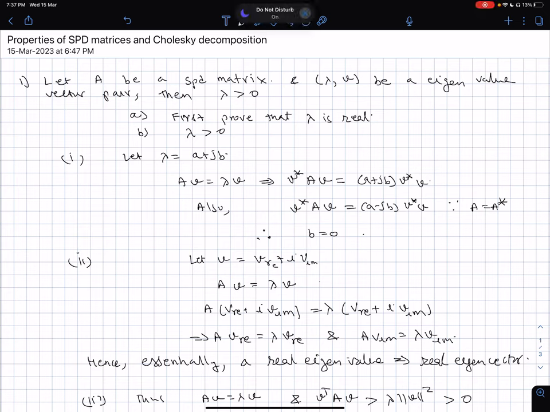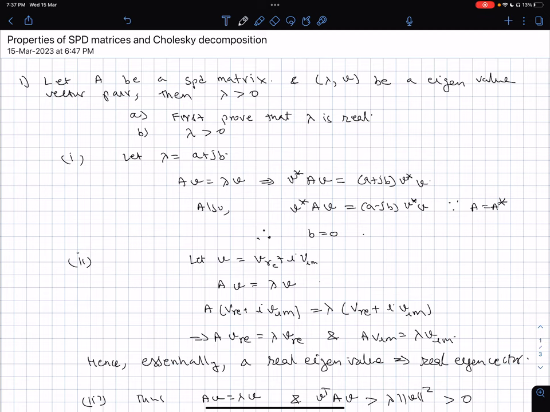Welcome back. We have seen the definition of positive definite matrix in the last class. Then we have seen the applications of positive definite matrix. So we have appreciated that.